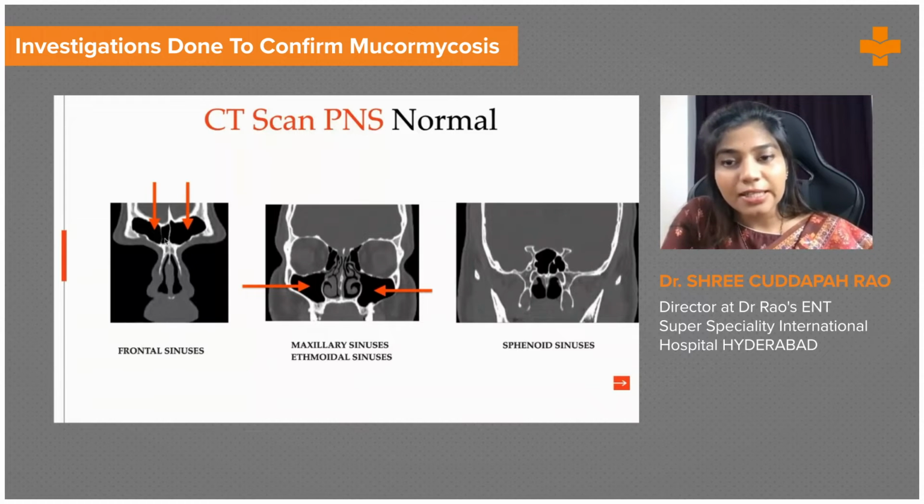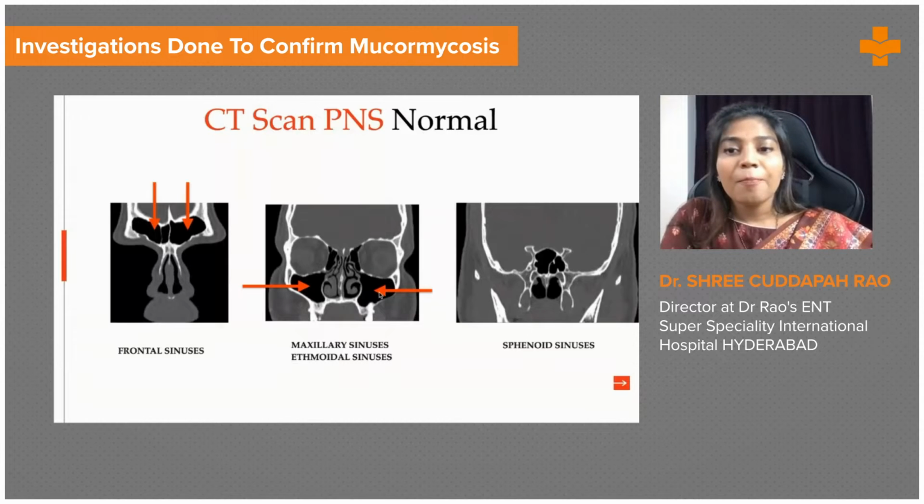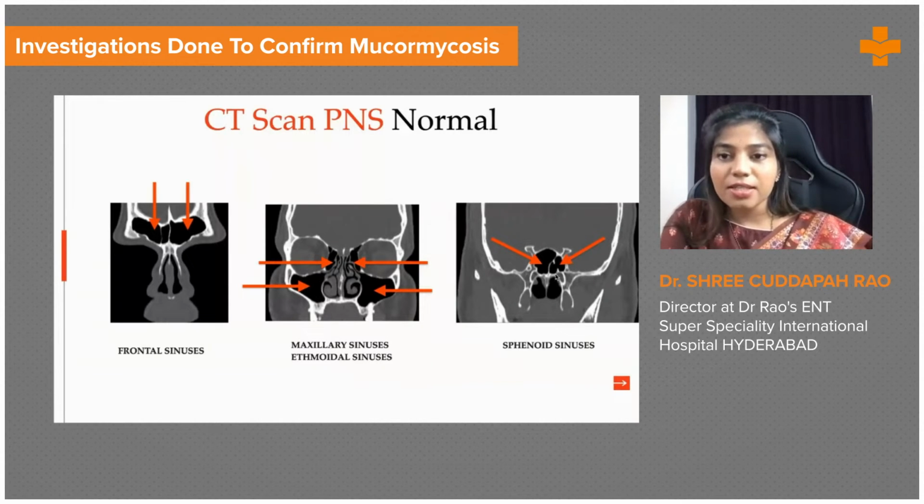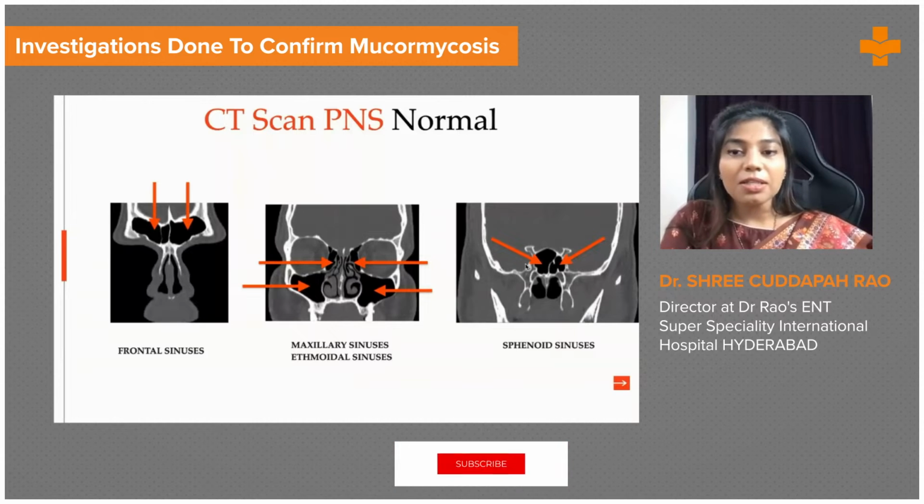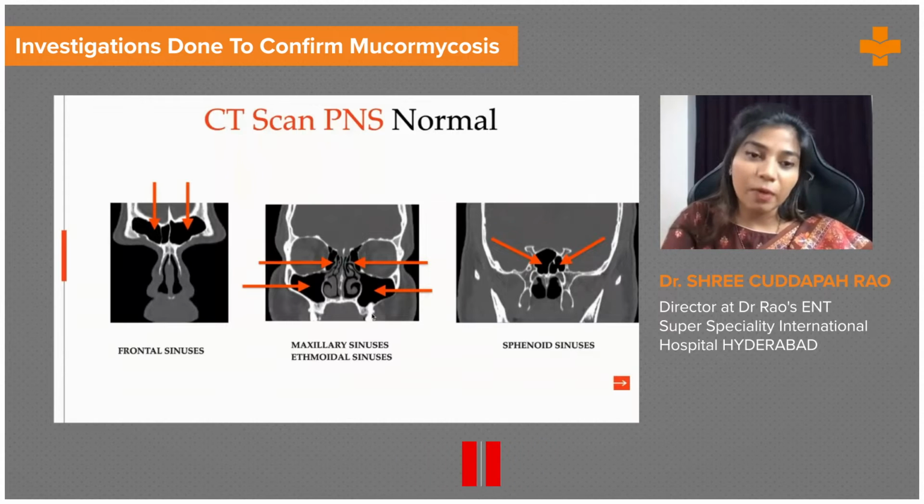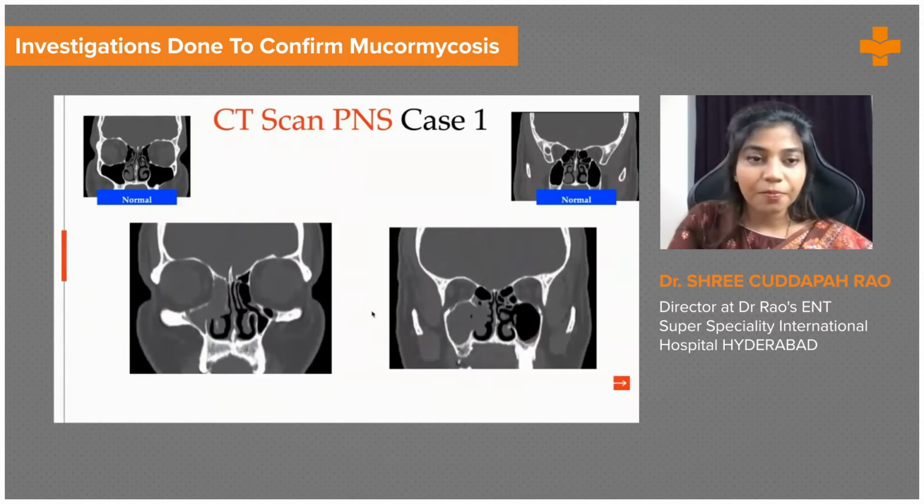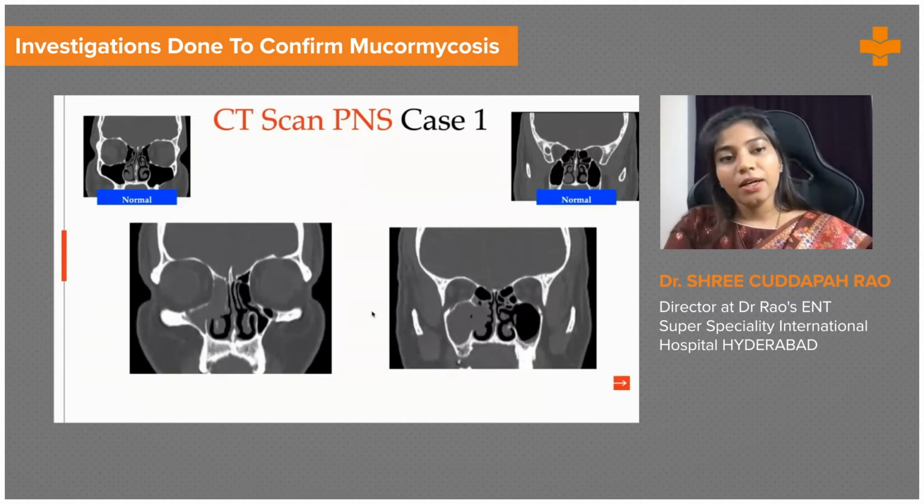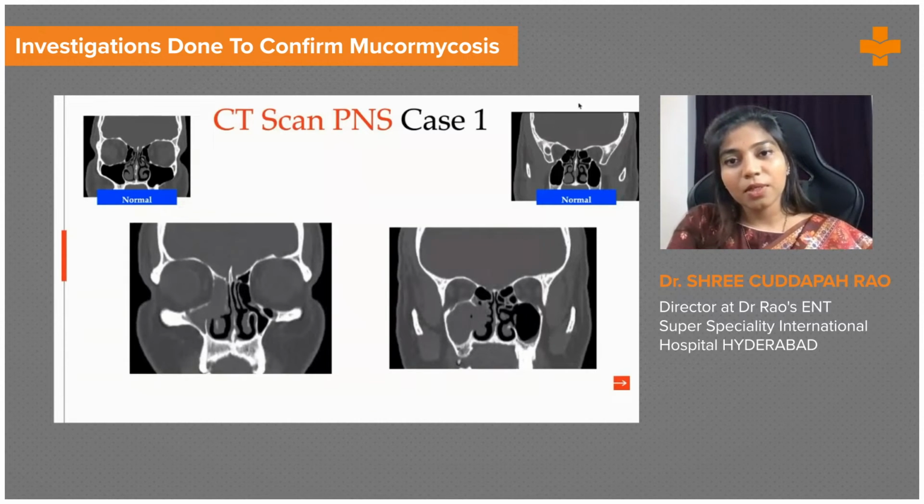And a pair of maxillary sinuses, these pyramidal shaped sinuses, which are present beneath the eyes, and a pair of ethmoidal sinuses, which are present in between the eyes, and a pair of sphenoid sinuses, which are present behind the eyes and beneath the brain. These are a pair of sphenoid sinuses. Here you can see all the sinuses are completely jet black, and they are filled with air, and hence they are very well ventilated, and they are absolutely normal. So this is case scenario 1. Once again, I placed a normal CT scan picture above for comparison.